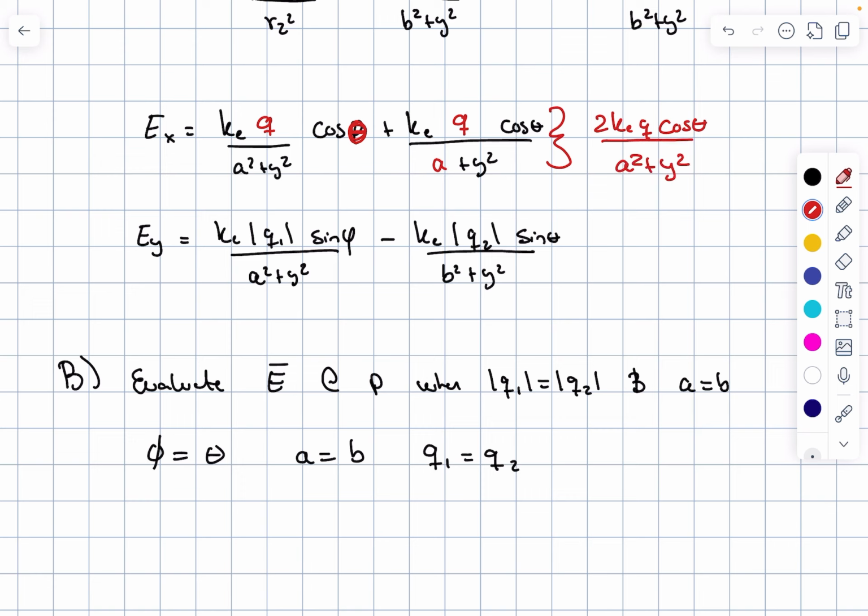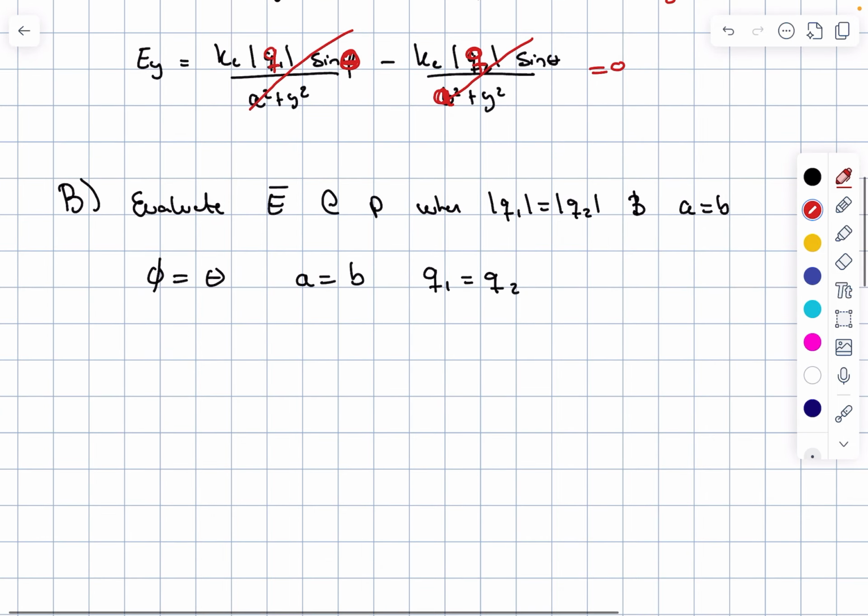Now for this one, same deal. This just becomes Q, this just becomes Q, this is sine of theta, and this is A squared. And what we see here is that we have k_e Q sine theta over A squared plus y squared minus the exact same thing. These cancel out and we're left with 0.